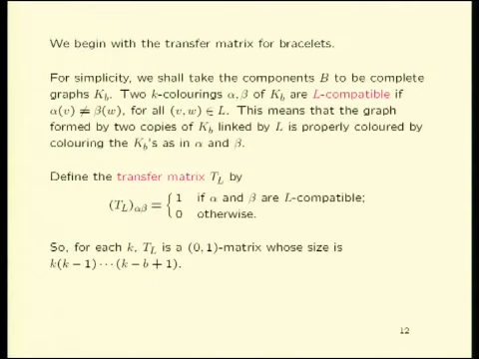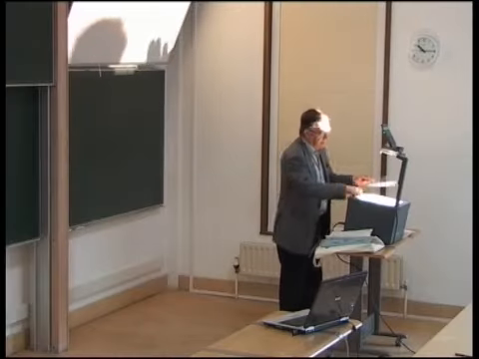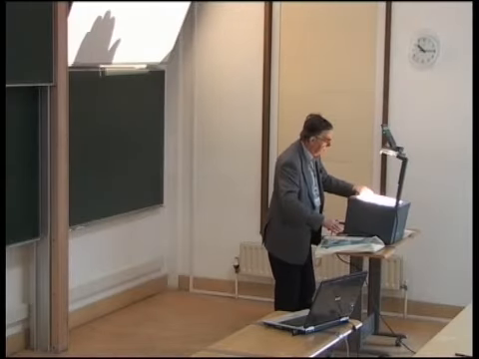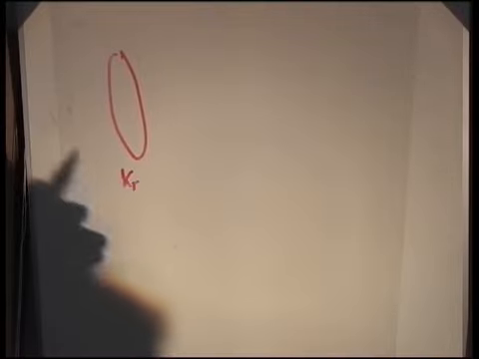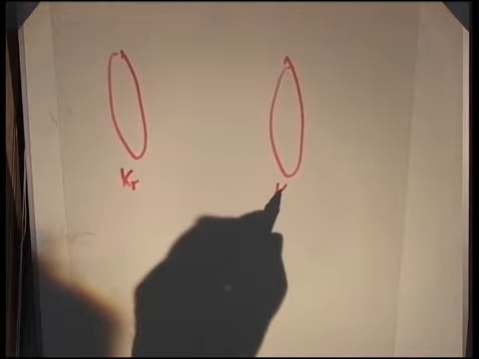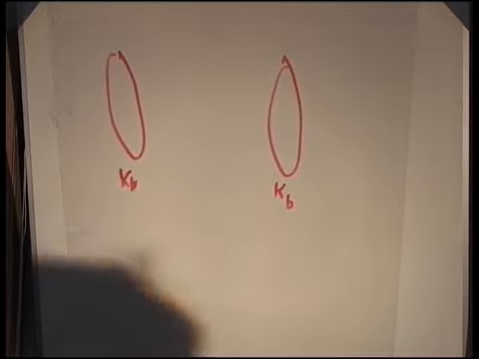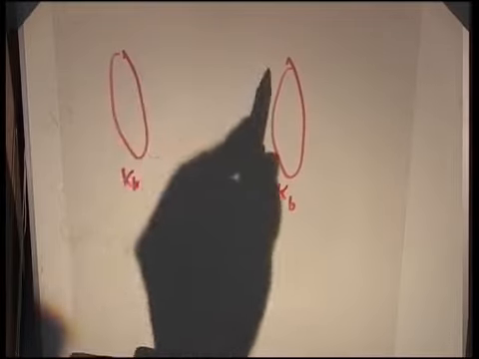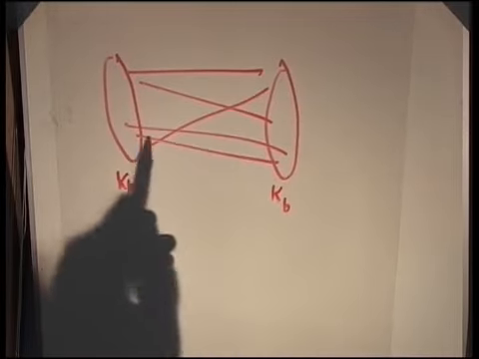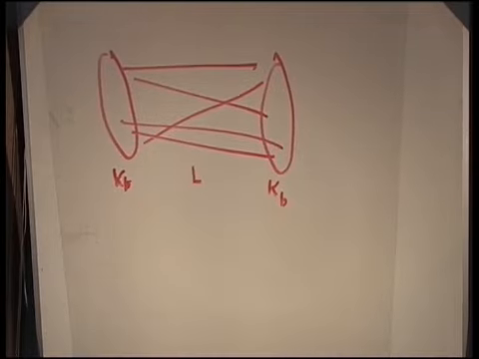So let's start with how we set up the transfer matrix for a bracelet in general. I'm going to just have, for the sake of argument, complete graphs. These are the components. I think I've called it K little b there. And each pair of these is joined by some links, which I'm going to call L. And we repeat that and form the cycle.